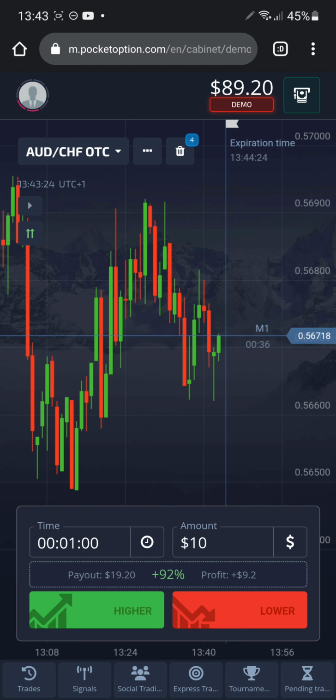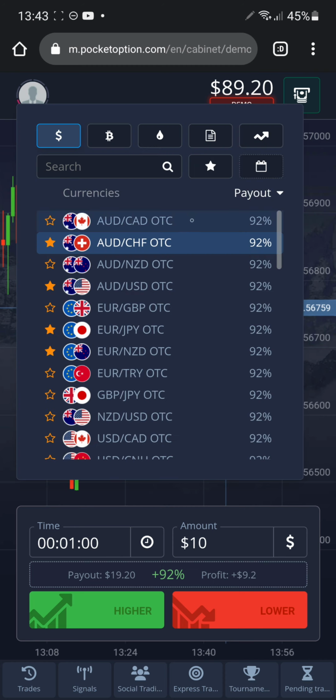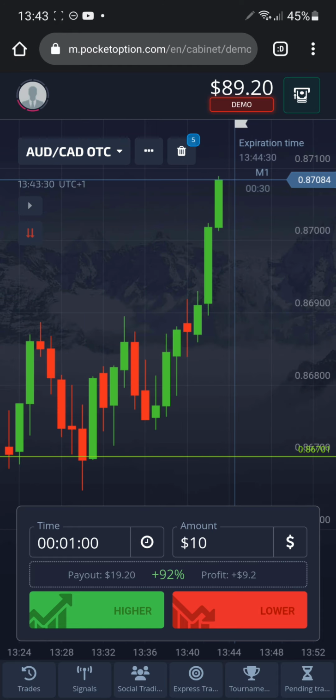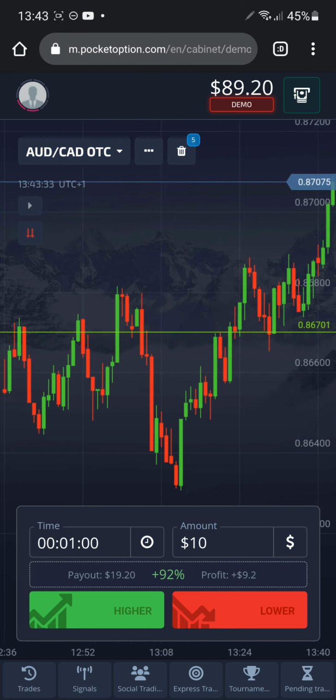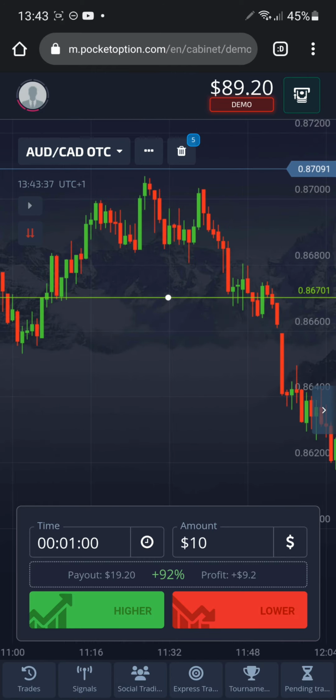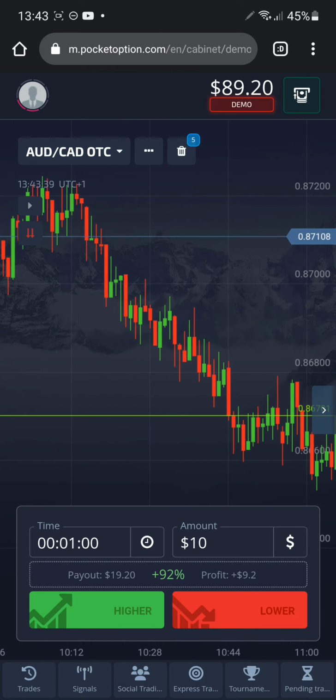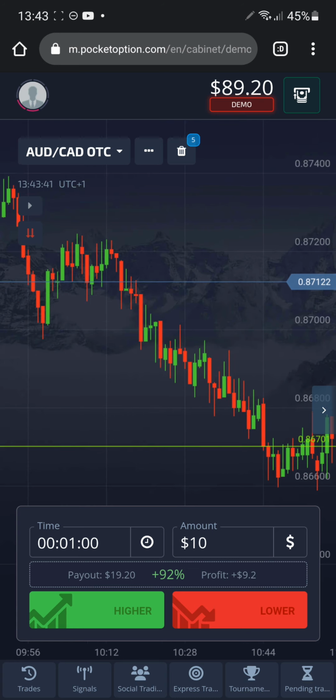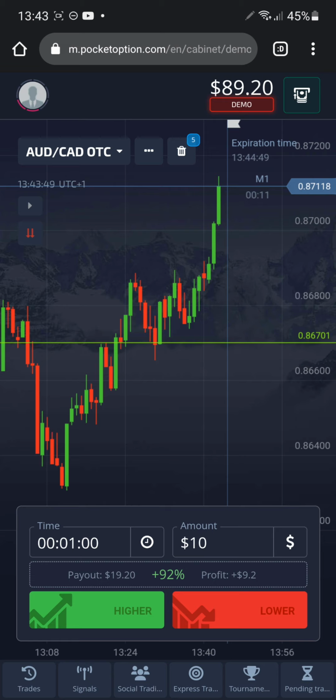Let me change this currency pair. I know in the previous videos I've shown you how to change currency pairs, so we shouldn't have a problem with that. So we can see that the price, this market keeps going up. Okay, it just crossed, it's entering a seller's zone now. So very soon we'll be hitting a seller's entry.